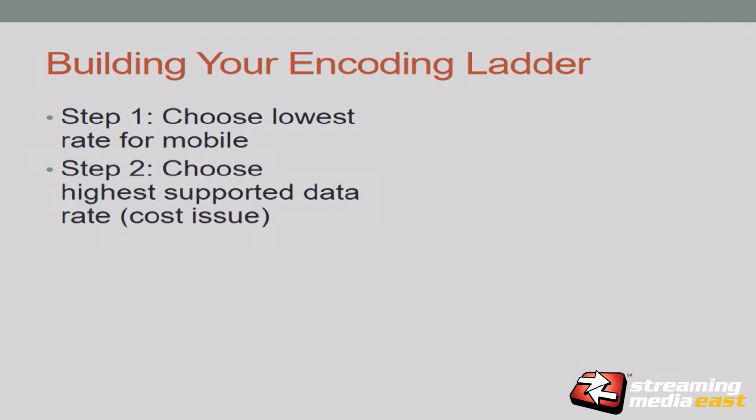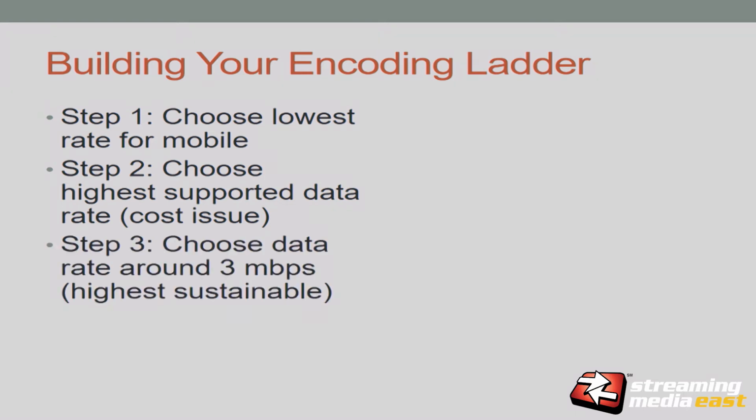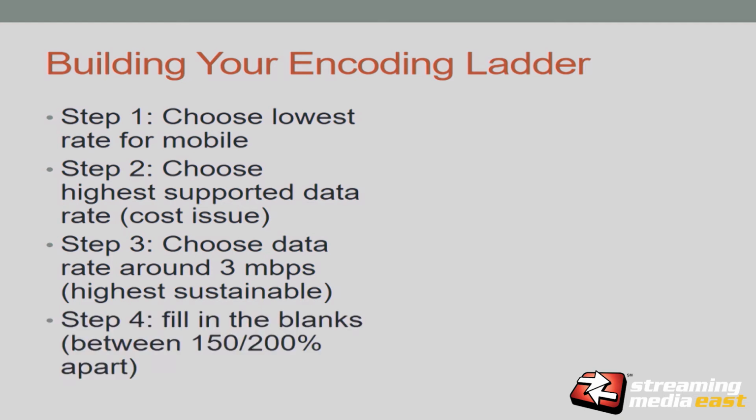They're going to have an opinion about the highest supported data rate. Usually that's a cost decision. How much do you want to spend at the high end? And then you're going to choose a data rate around 3 megabits per second. You just want one around that neighborhood because that's the highest sustainable rate according to the statistics that Netflix distributes. And then you're going to want to fill in the blanks between using steps between 150 and 200%.